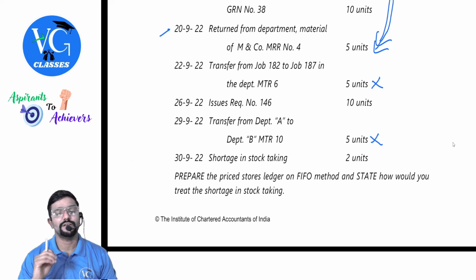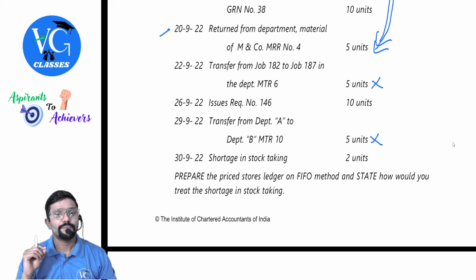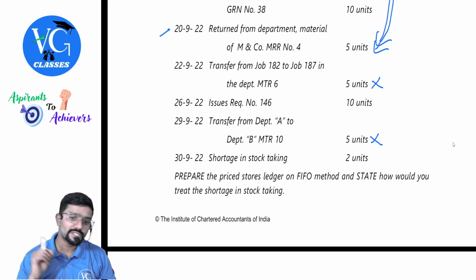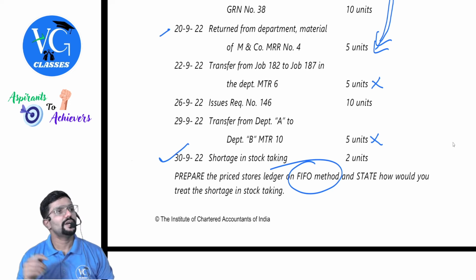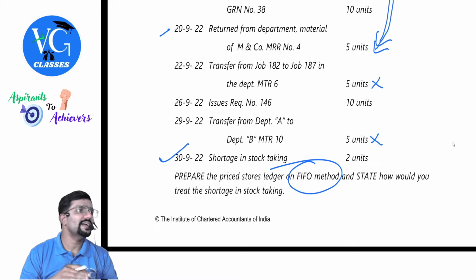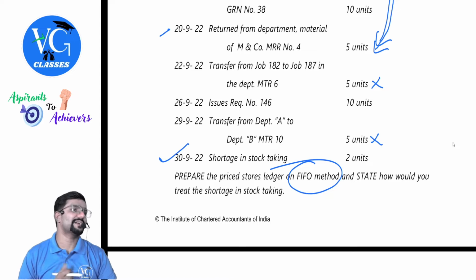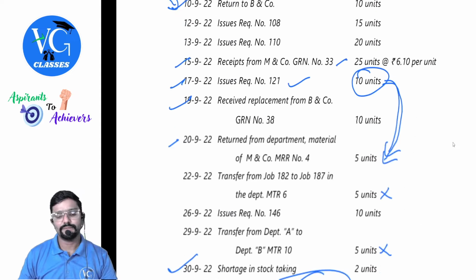Shortage in stock taking, loss 2 units. Prepare the price stores ledger on FIFO method and state how you would treat the shortage in stock taking. That is this part. How do you treat it? Normal, abnormal? Where do you record it?